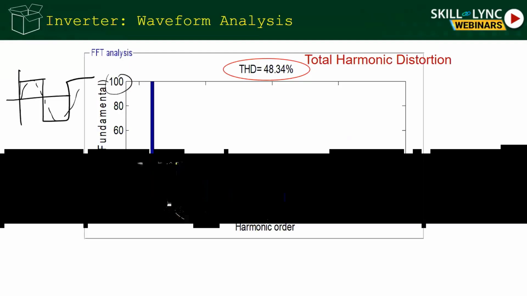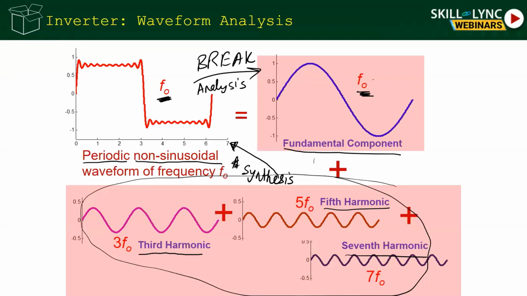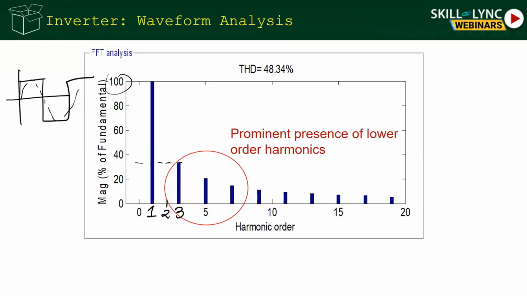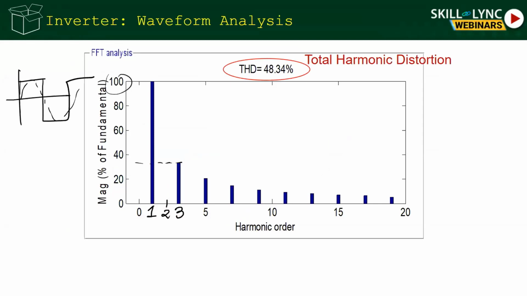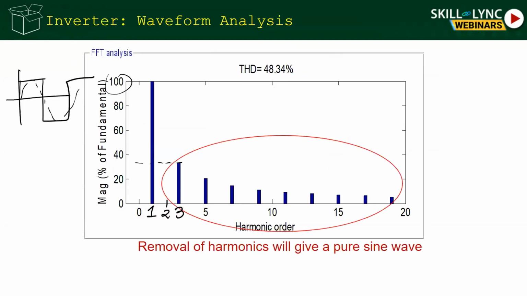We also see the total harmonic distortion. This distortion is brought about by the harmonics, right? If you come to this original waveform, if you had a pure sine wave and you add these waveforms, what you get is this kind of distortion here. This is quantified in terms of total harmonic distortion, which can be measured here to be 48.34%.